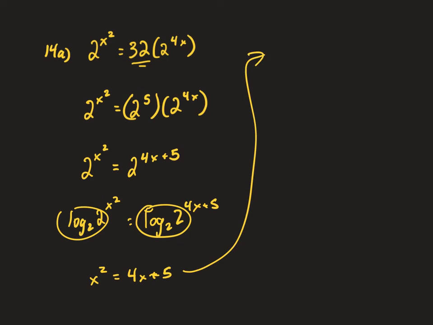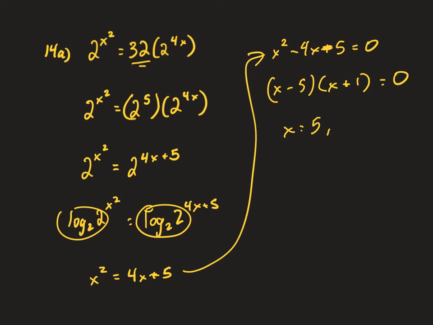Now we're just solving a quadratic. X squared minus 4x minus 5 equals 0. Quadratic formula, if you're not good at factoring. (x minus 5)(x plus 1). That doesn't work. Oh, sorry, this should be minus 5, and now that does work. Equals 0. And so x equals 5 and negative 1.